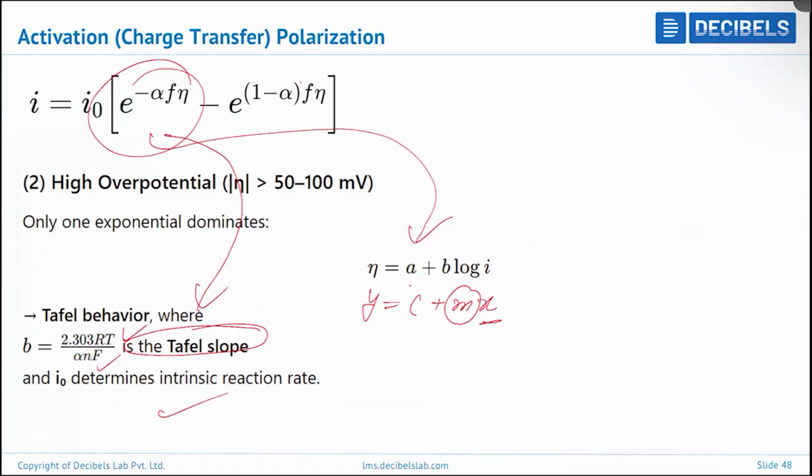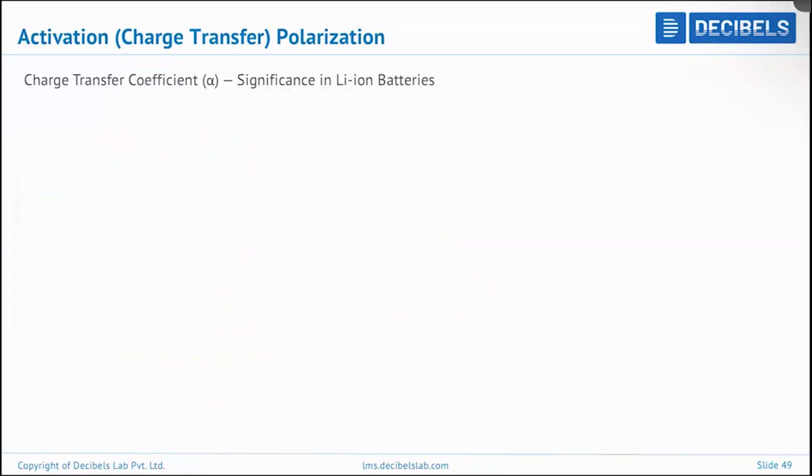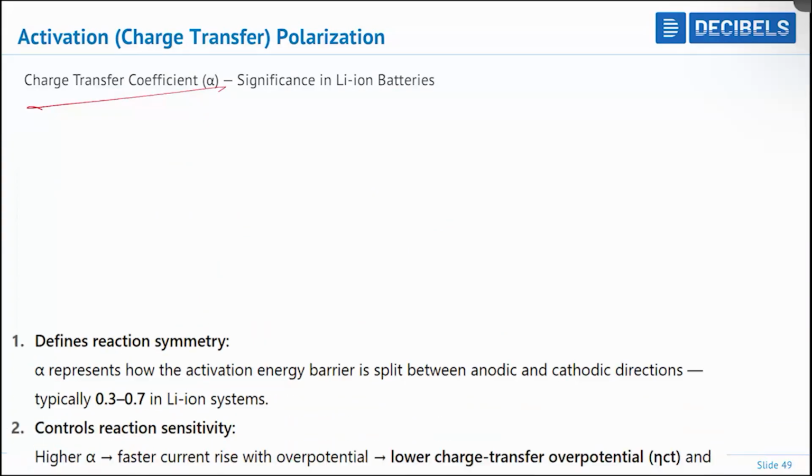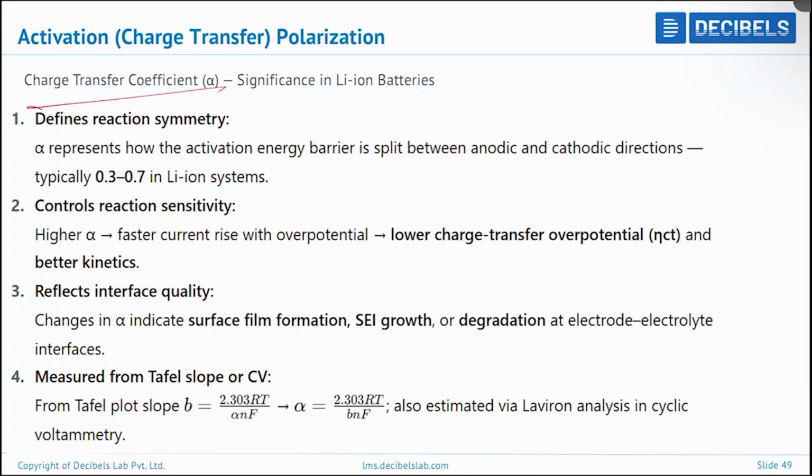Here the alpha term plays a vital role in the Butler-Volmer equation. It is also called the charge transfer coefficient. Let us understand the significance of this. Alpha represents how the activation energy barrier is split between the anodic and cathodic directions. When you apply a voltage, you are applying energy, that is the free energy. You can disturb the equilibrium by applying a positive or negative voltage, where delta G is equal to nFE. That drives whether the anodic or the cathodic reaction takes place.